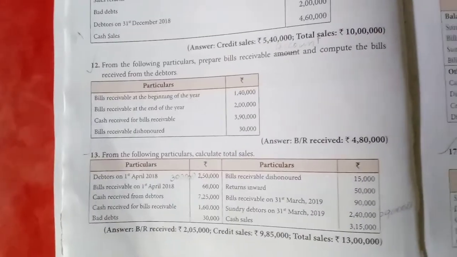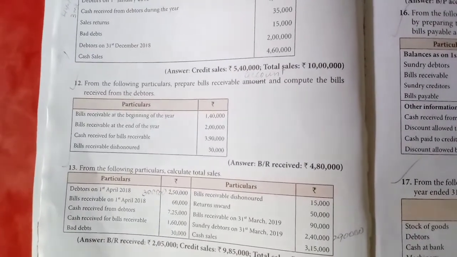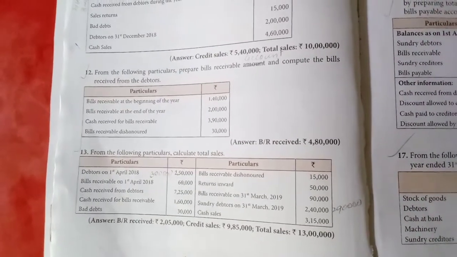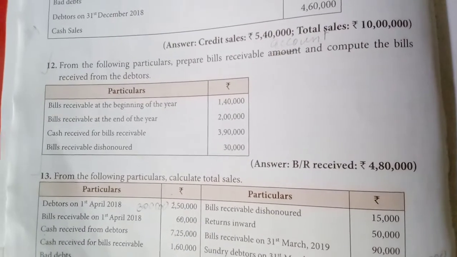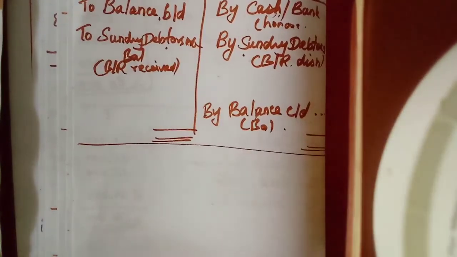Let me show the exercise first for you. From the following particulars, prepare bills receivable account and compute the bills received from the debtors. Bills receivable at the beginning, bills receivable at the end, then cash received for bills receivable dishonored. Okay, same thing, very easy. 4 items given. The 5th item we have to calculate.